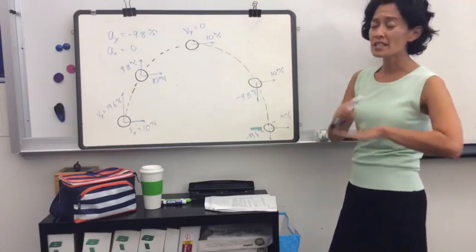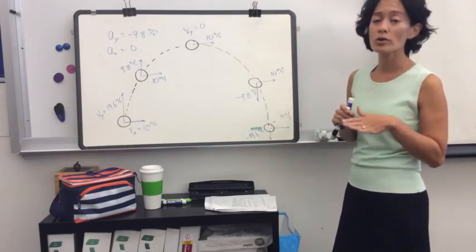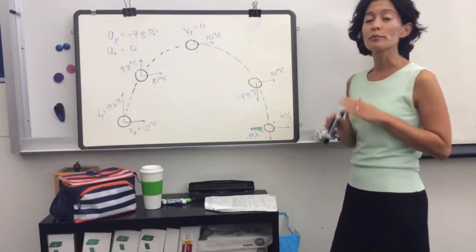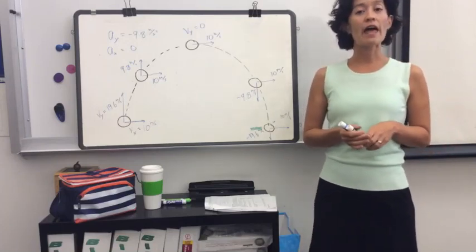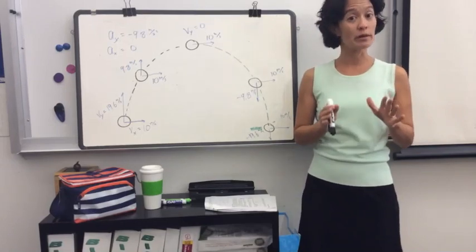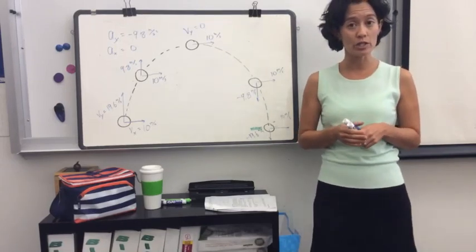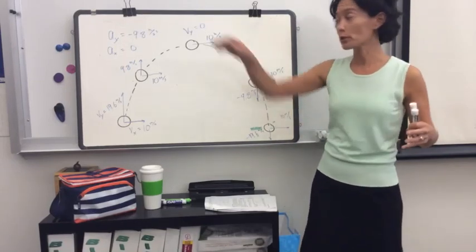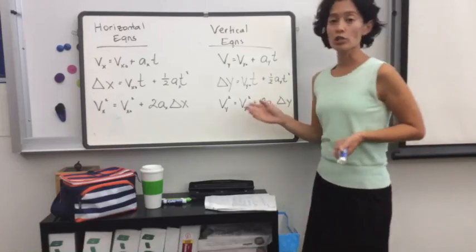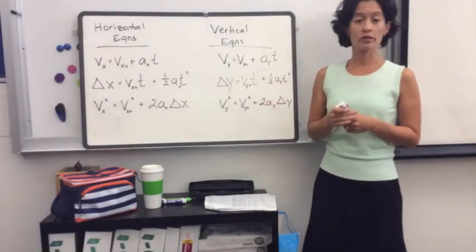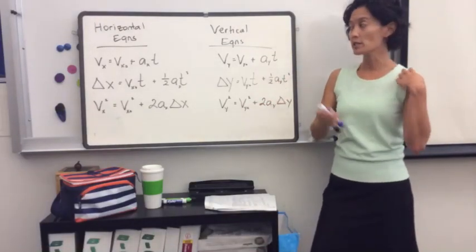So the key, huge, big idea is that horizontal motion and vertical motion are completely independent of each other. Because they're completely independent of each other, the equations are going to be independent of each other too. So let's look at the kinematic equations that we had from the previous chapter. Here were our kinematic equations. Again, these should look familiar. All I've done is gone subscript crazy with these.